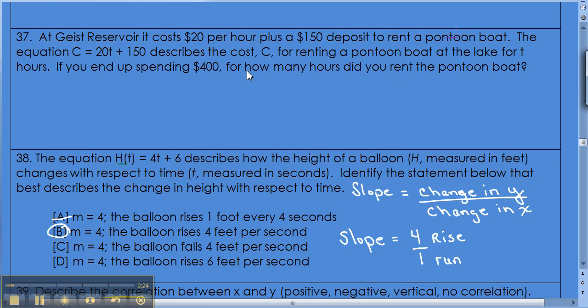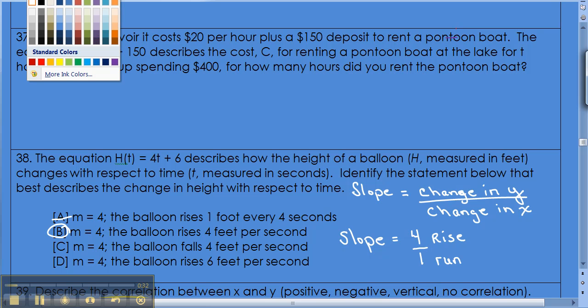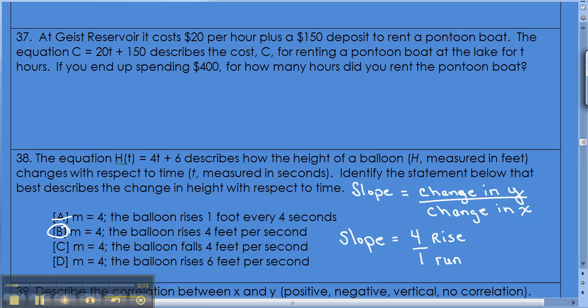So they want to know how many hours we were renting the pontoon boat. And we're going to have to use the equation given and the information given in the problem. So looking back at the formula they give us, C equals 20T plus 150. And they tell us that C is the cost and T is hours.